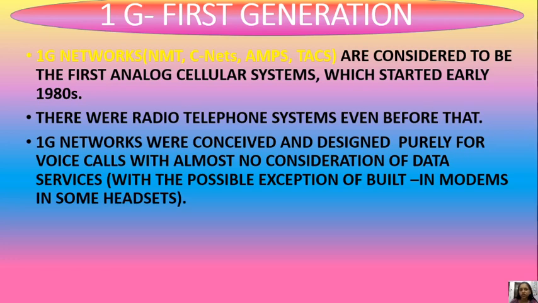Some technologies used here are NMT, C-Netz, AMPS and TACS. There were radio telephone systems even before that. 1G networks were conceived and designed purely for voice calls, with almost no consideration of data services, with the exception of built-in modems in some headsets. But this is designed purely for voice calls. So this is first generation.